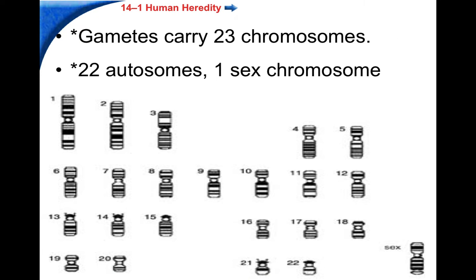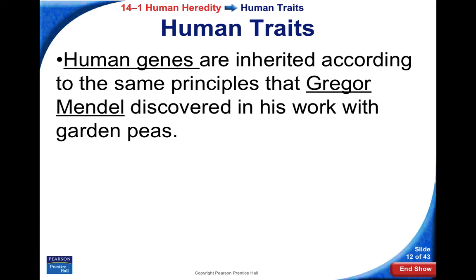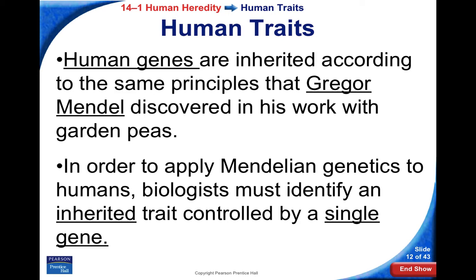Okay, so gametes always have 23 chromosomes. Remember, they're haploid, half the normal number of chromosomes. 22 of those are the autosomes, and the last one, the 23rd one, is the sex chromosome, either an X or a Y. Now, last chapter we learned about Gregor Mendel's pea plants and his genetic laws that he came up with. Human inheritance follows these same patterns. Humans are a little bit more complicated than peas, but we can still apply Mendelian genetics to humans.